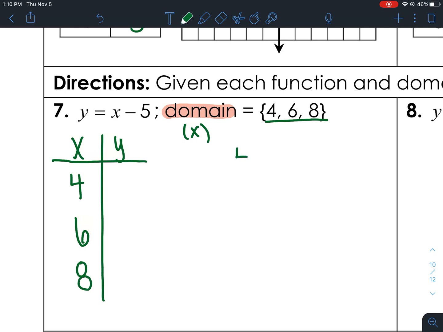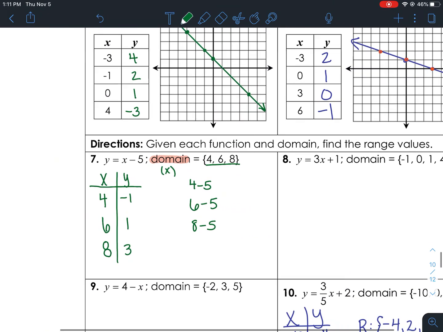All right, so when I plug 4 in, I'm going to have 4 minus 5. 4 minus 5 is negative 1. Okay, we're going to do the next one. 6 minus 5. 6 minus 5 is 1. Last one is 8 minus 5. 8 minus 5 is 3.